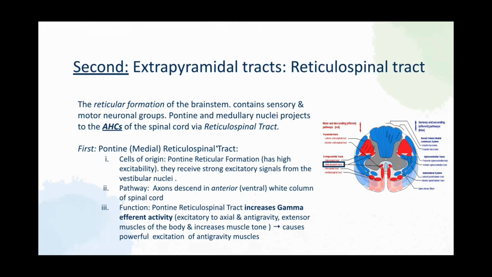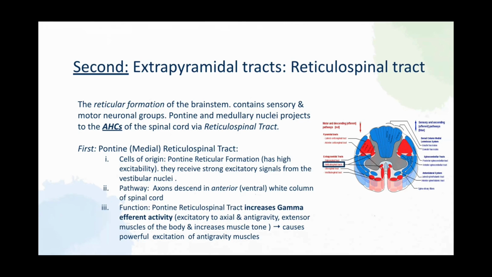Pathway, its axons descend in the anterior right columns of the spinal cord, and the function is pontine. It increases the gamma efferent activity, so it's excitatory to the axial and anti-gravity extensor muscles, so it causes powerful excitation of anti-gravity muscles.